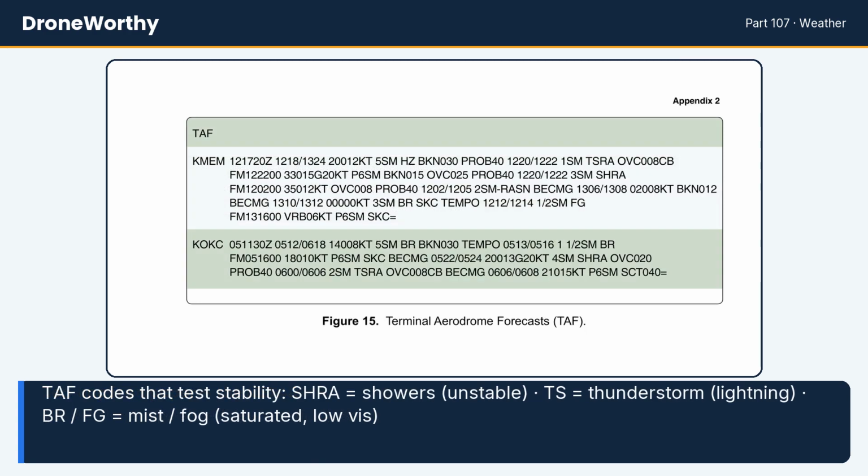A TAF is just the forecast version, and a few codes tell you the stability story directly. SHRA means showers, showery, so unstable air. TS means thunderstorm, lightning, the violent end of unstable. And BR or FG, mist or fog, means the air has saturated near the ground. Low visibility, the stable, moist end. Spot those three codes, and you already know what kind of air is coming before you decode another thing.